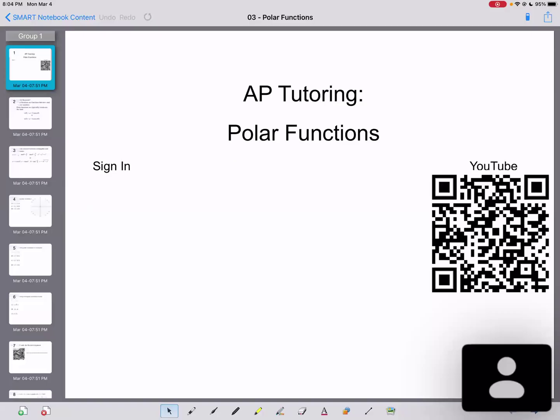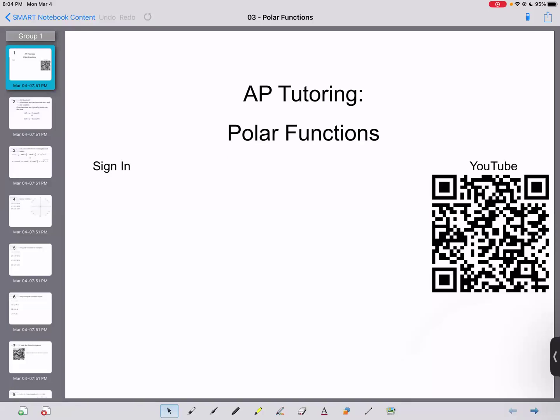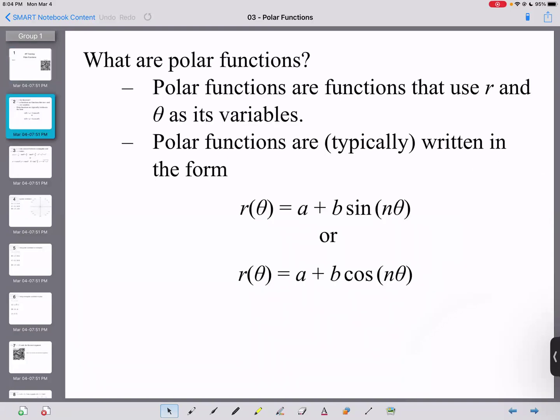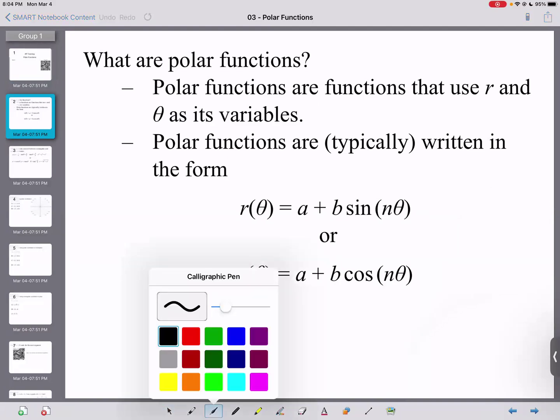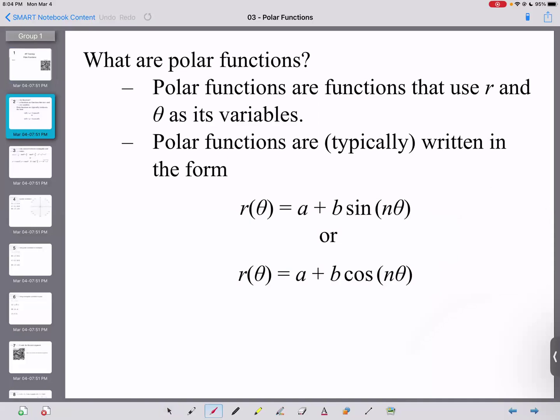All right, today we are going to take a look at polar functions. That's what we're picking up with. So, first question I have for you is what is a polar function? Polar functions are functions that use r and theta as variables. This is what we've been going through in the last few days here. Anything that uses an r and a theta.